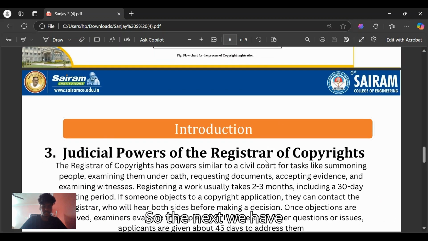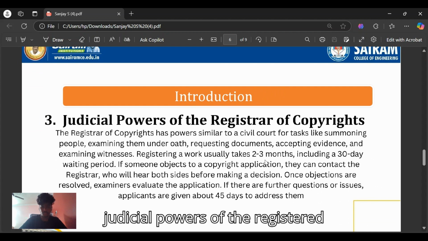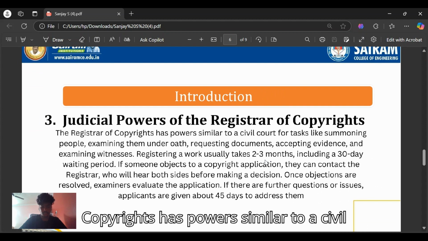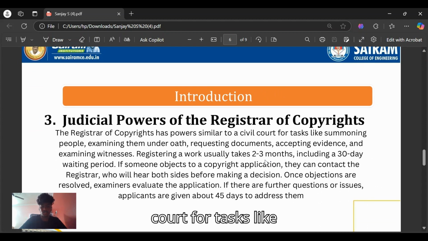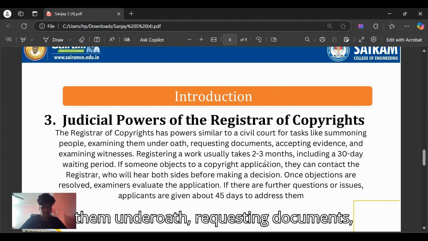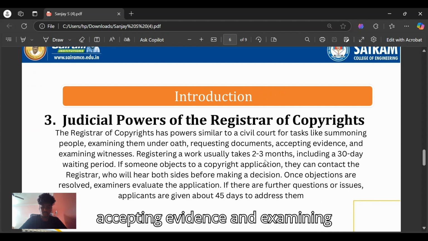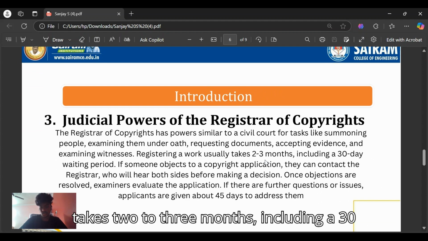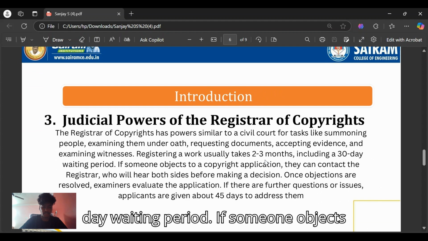So next we have the judicial powers of the Registrar of Copyrights. The Registrar has powers similar to a civil court for tasks like summoning people, examining them under oath, requesting documents, accepting evidence, and examining witnesses. Registering a work usually takes 2 to 3 months, including the 30-day waiting period.